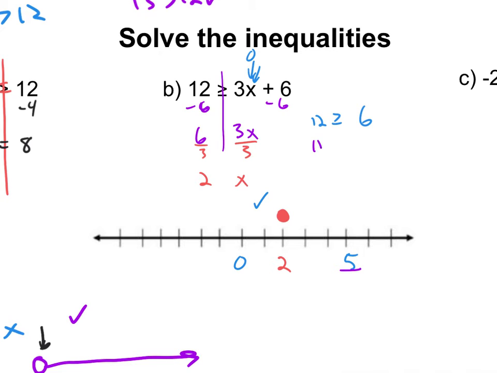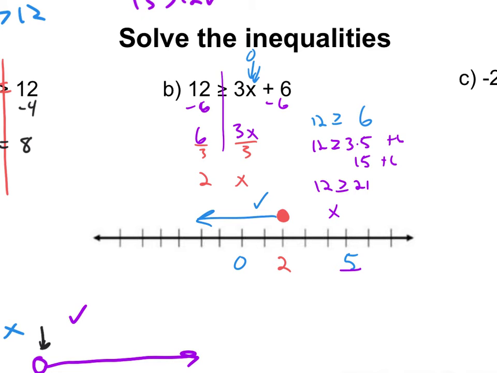So now I've got 12 is greater than or equal to 3 times 5 plus 6. 3 times 5 is 15, plus 6 is 21. 21 is definitely not smaller than or equal to 12. This side does not work. So my arrow is going to point this way, and it should be good to go.